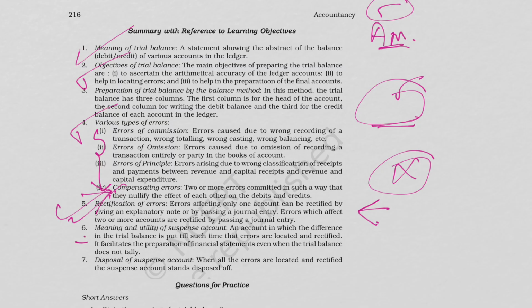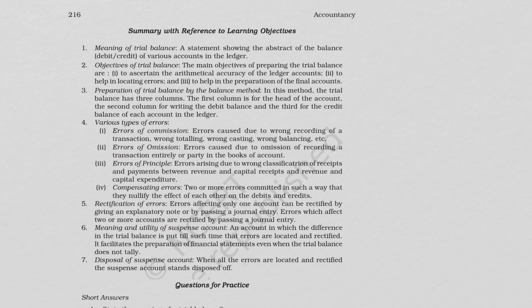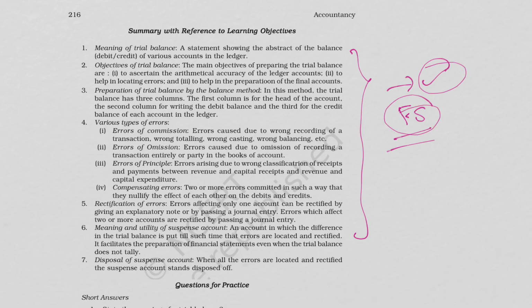We also discussed the concept of suspense account, which is opened temporarily when the trial balance does not agree. So this account helps us to locate and correct one-sided errors. Finally, we learned the guiding principles of rectification of errors, which help accountants to identify the correct method of correction. So understanding these concepts is very important because accurate accounting records are necessary for preparing the correct financial statements.